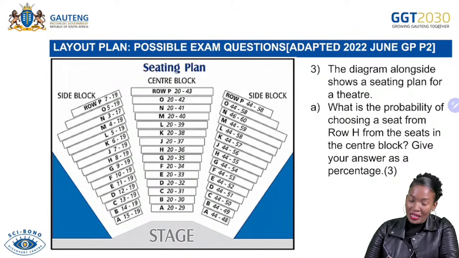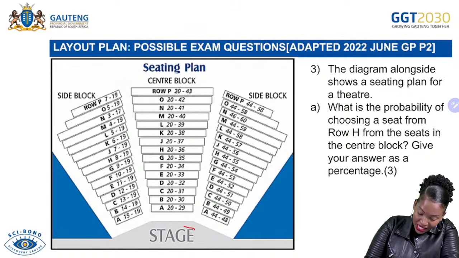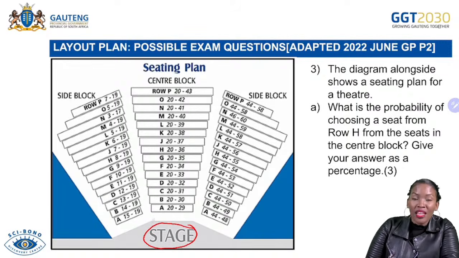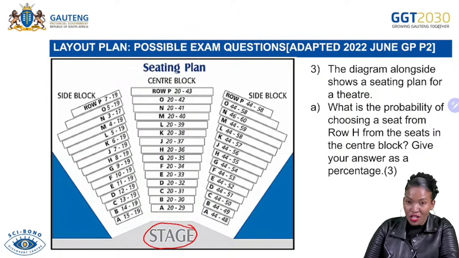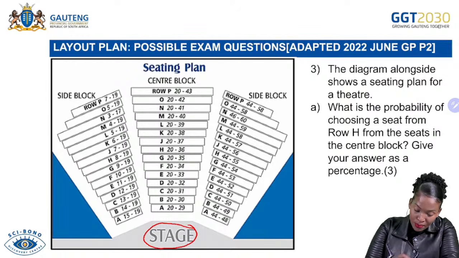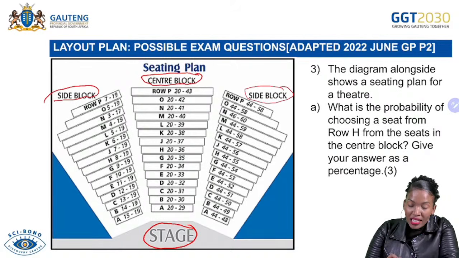So here is our sitting plan. Here we've got the stage. The stage means it is the front. This is in the front. This is where the magic will be happening. And then, guys, we've got our side blocks. This is the side block. This is the center block. And then this is also a side block.